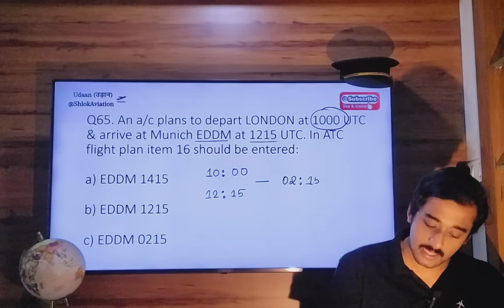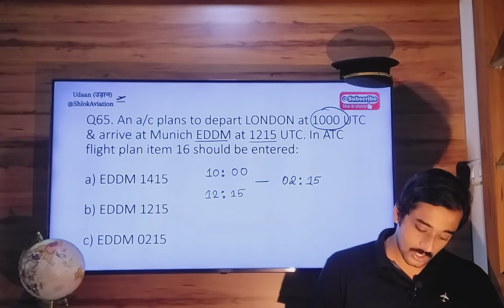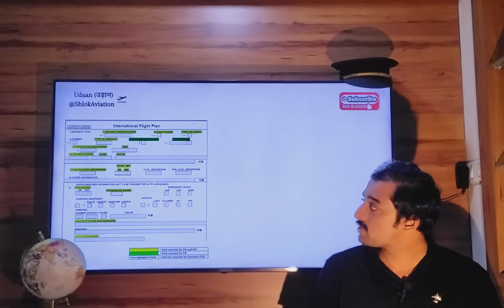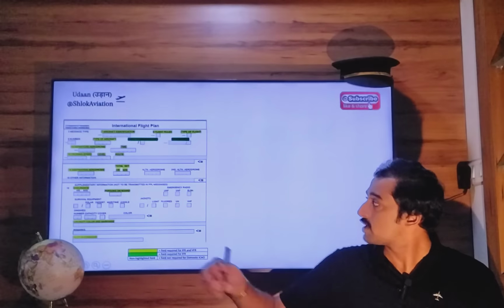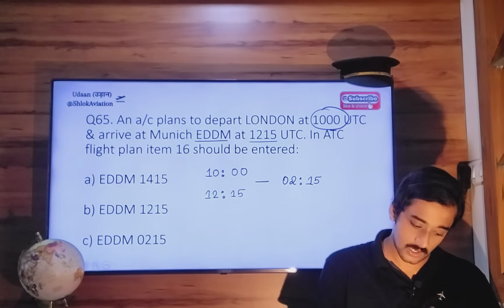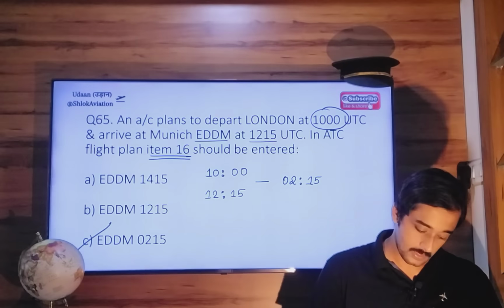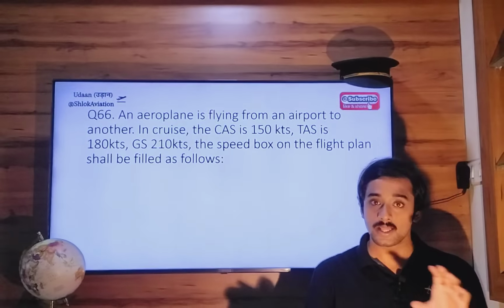0215. 2 hours 15 minutes will be your flight estimated elapsed time. So you are going to enter in item number 18 that estimated elapsed time, which is correction item number 16, estimated elapsed time of 0215. 0215. Charlie.